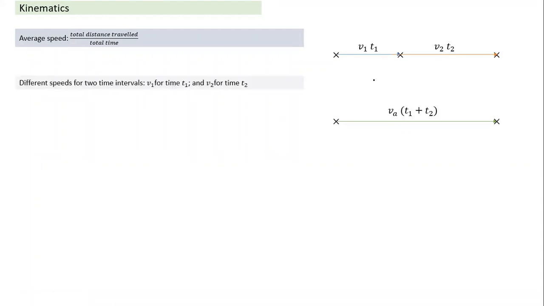So what is given in this case here? Different speeds for two time intervals. For time interval T1, it maintains a speed of V1, and for the second time interval T2, the speed is V2. Suddenly from here, the speed changes. From here to here, uniform speed. From here to here, uniform speed. So there are two different speeds. It covers a certain distance. This is the total distance, assume it has traveled.